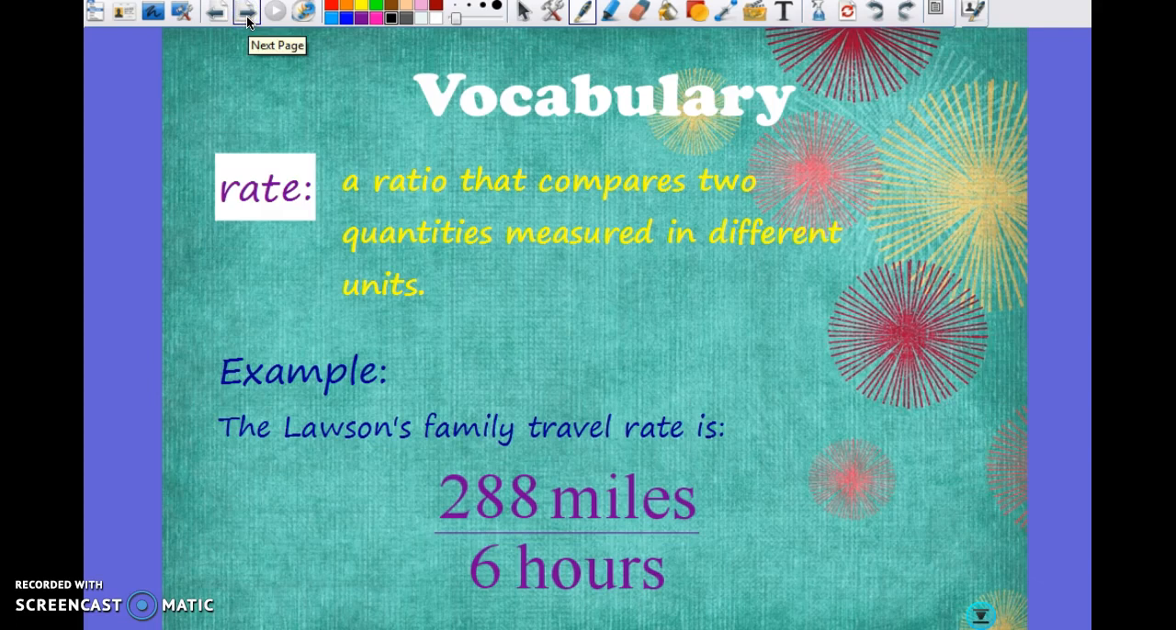Okay, vocabulary. Rate is a ratio that compares two quantities measured in different units. What I do suggest is have your notebook out right now. You can pause the video, take it out, but take notes because this is the only thing that you're really getting. Okay, example, the Lawson's family's travel rate is 288 miles over 6 hours. What that really means is that they travel 288 miles in 6 hours or per 6 hours.